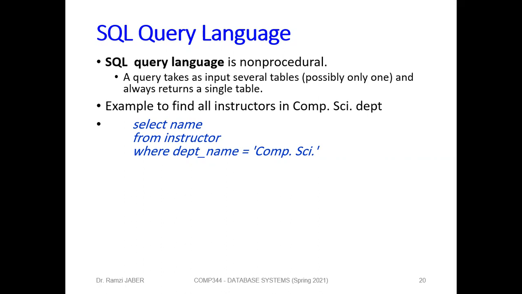The column will be the instructor name, where the department name is computer science. So the output will be only a one-column table with the computer science instructor names. This is the output. This command is very easy. SQL query language is very easy.